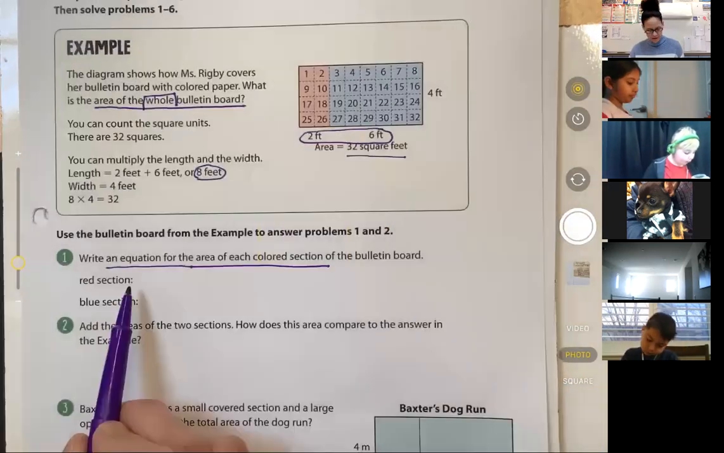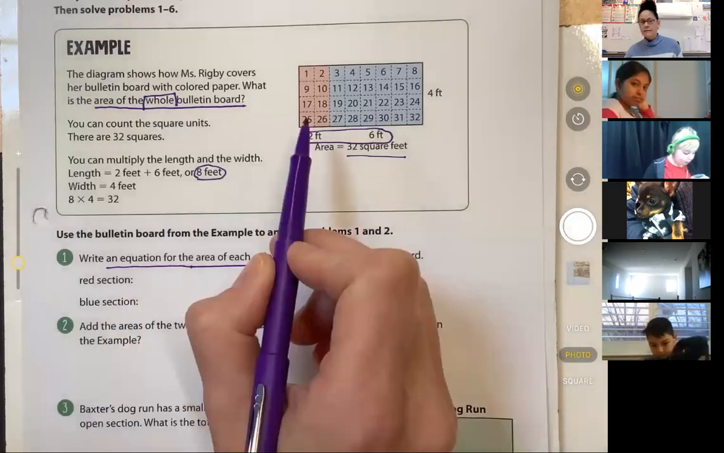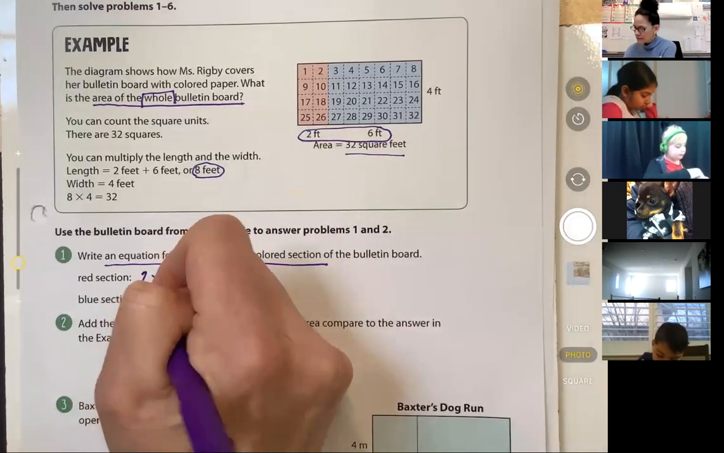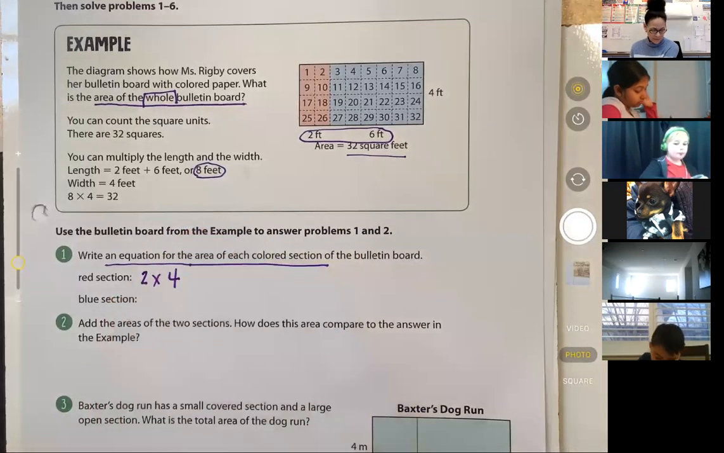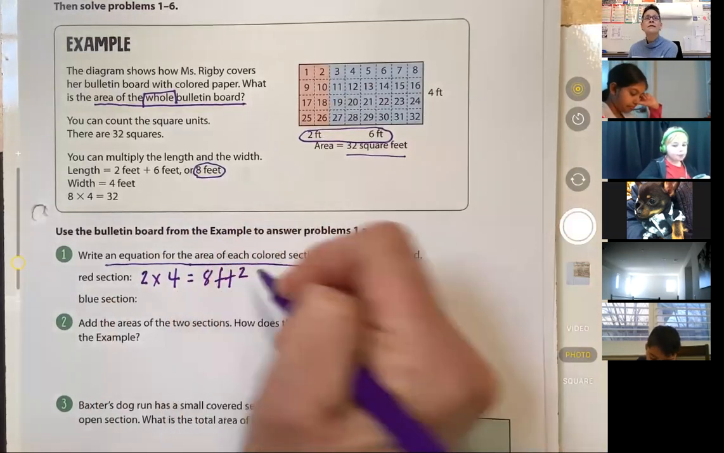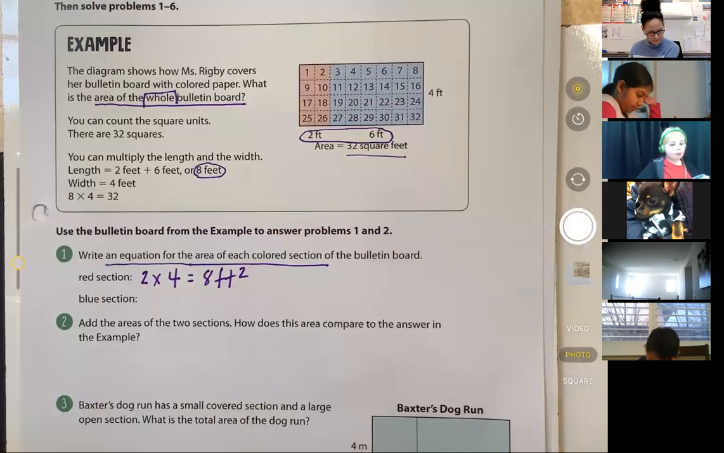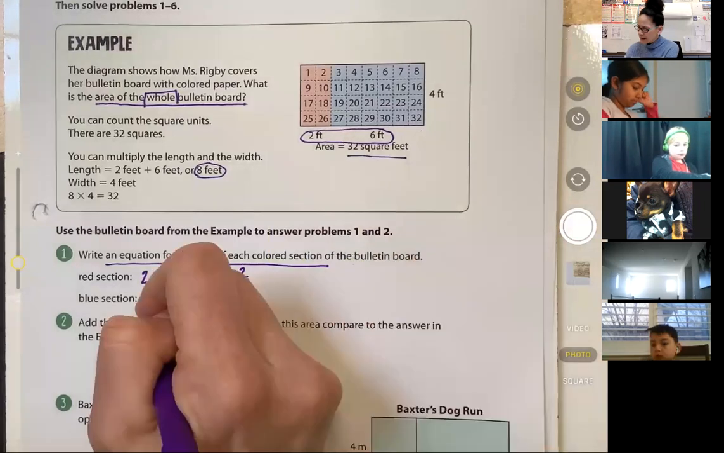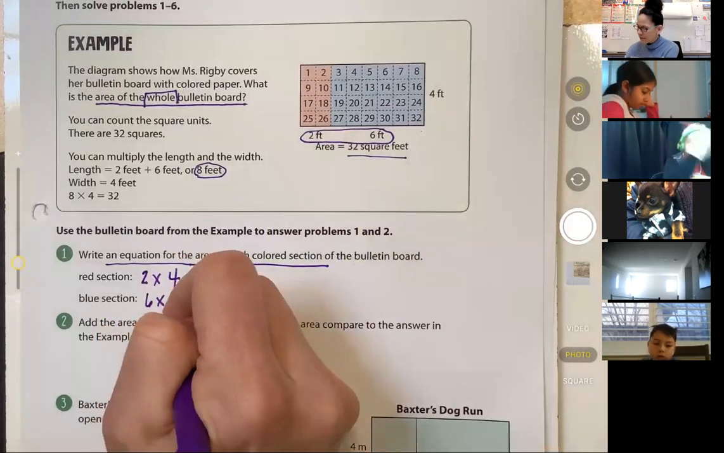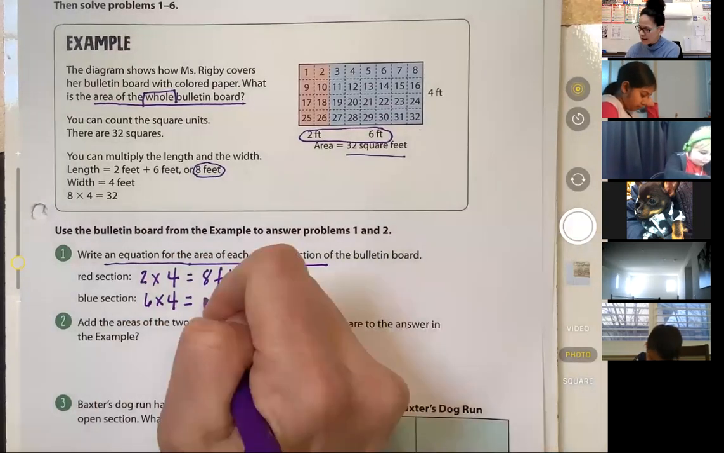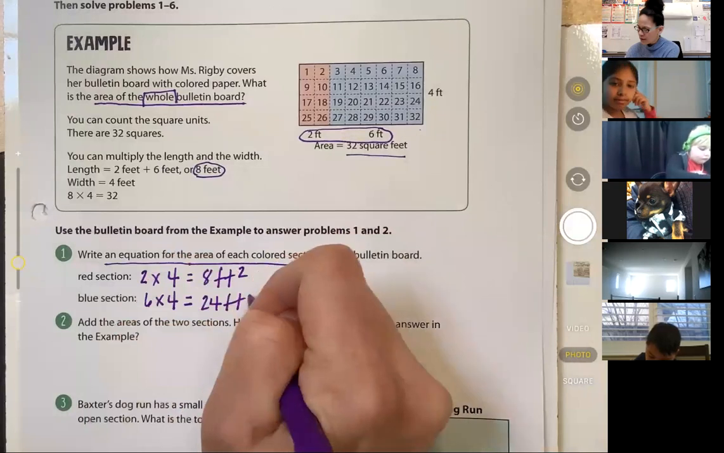So you can see that the red section has this length of 2 feet, and it has a width of 4 feet. So you can see that the total area of this section here is going to be 8 feet squared, or 8 square feet. Okay? And you can see that this blue section here has a length of 6 feet, a width of 4 feet. And so the total area of this blue section here is going to be 24 feet squared, or 24 square feet.